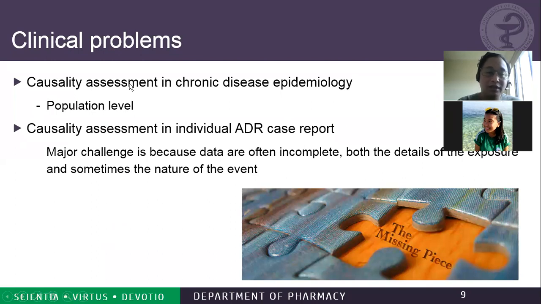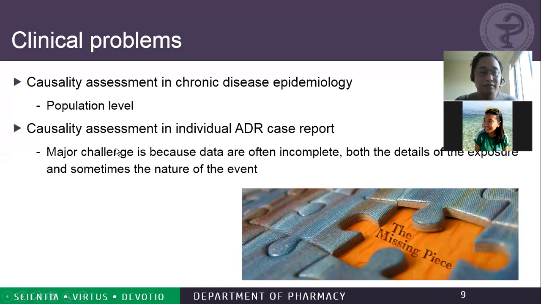The causality assessment in chronic disease epidemiology is usually used at the population level, but the causality assessment in individual ADR case reports that we will talk about is different. Every single case report can be assessed. It is based on individual patients, whether there is a certain degree of causation or not.